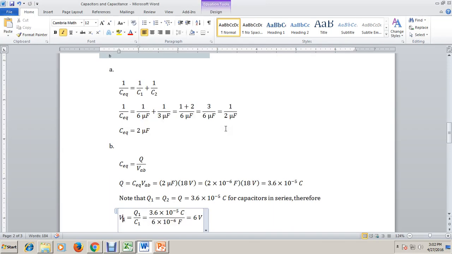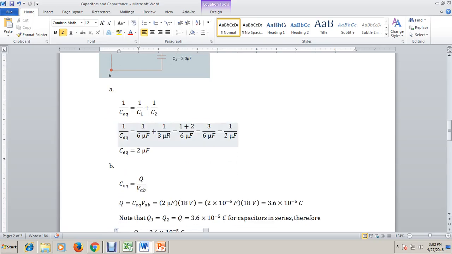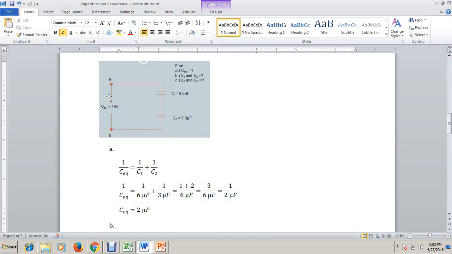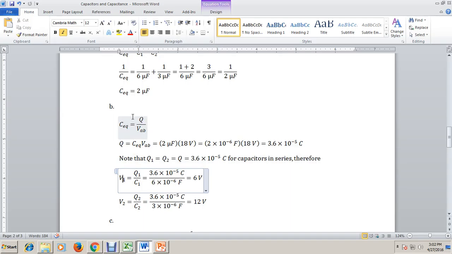Now, before we proceed further, let us take note first that the C equivalent, or the equivalent capacitance, is also equal to the overall charge that is stored in the combination of the capacitors divided by V sub AB, or the voltage across the given circuit. So if you're going to compute for Q, it would be equal to C equivalent times V sub AB. If we compute this, it would be equal to 3.6 to the negative 5 coulombs.